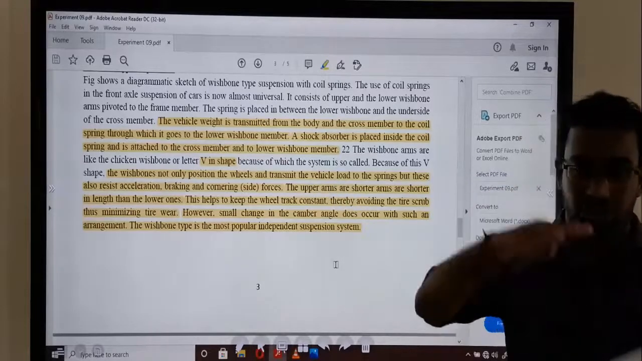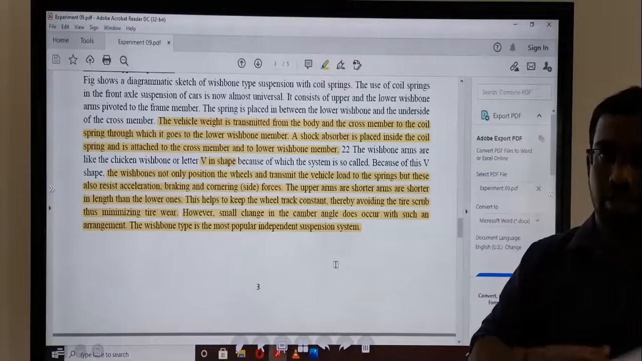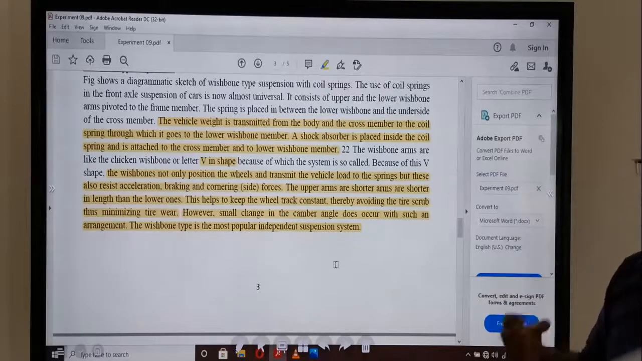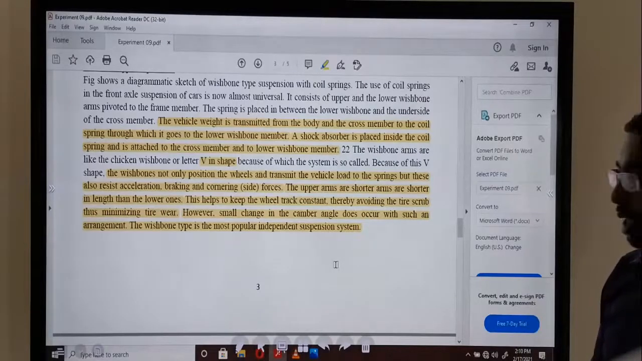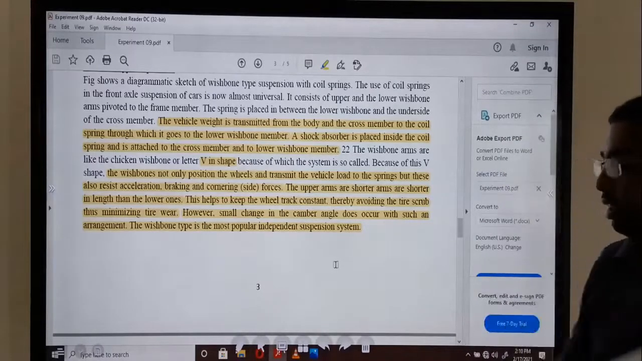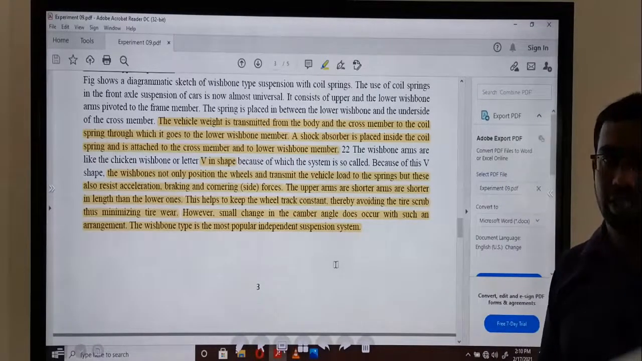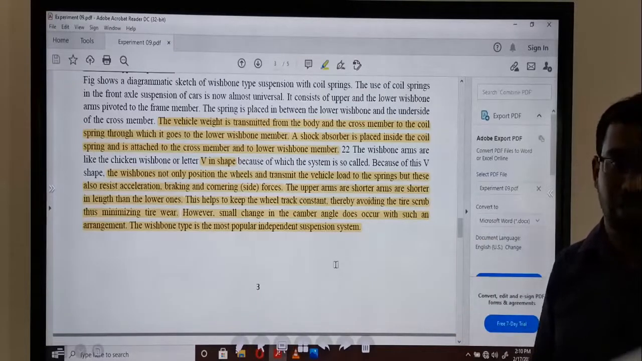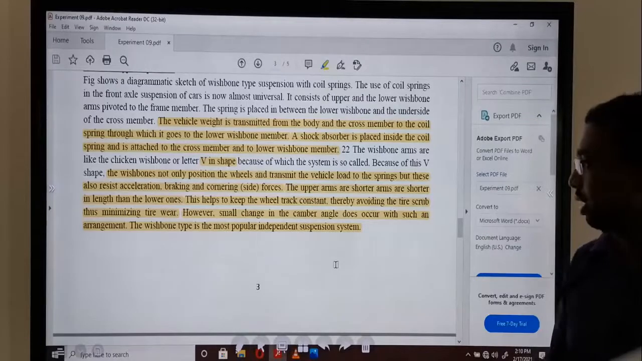In braking conditions also, the weight of the vehicle is transmitted to this wishbone suspension. And the cornering side forces, when the vehicle is turning, at that time also this wishbone arm absorbs that kind of stress.